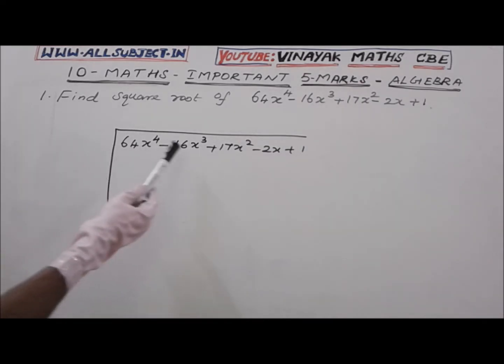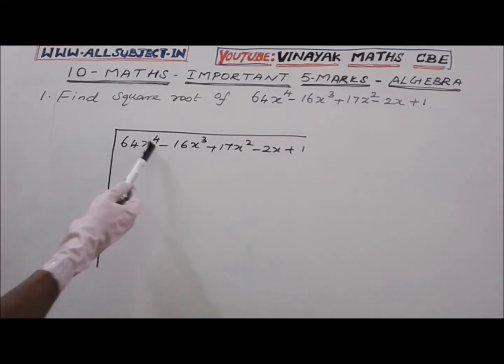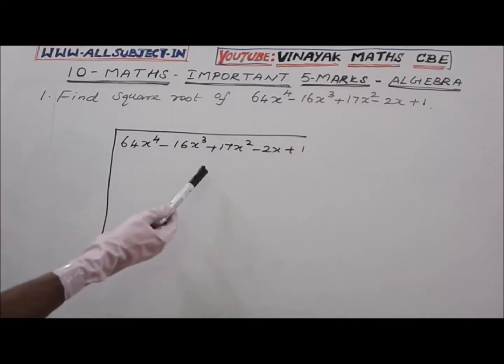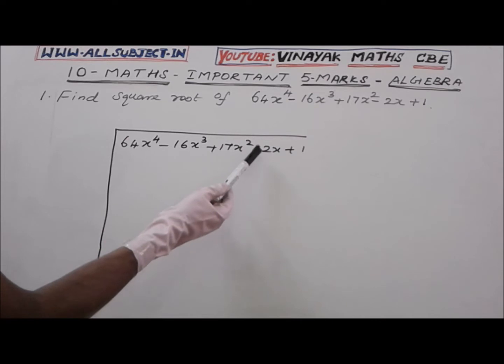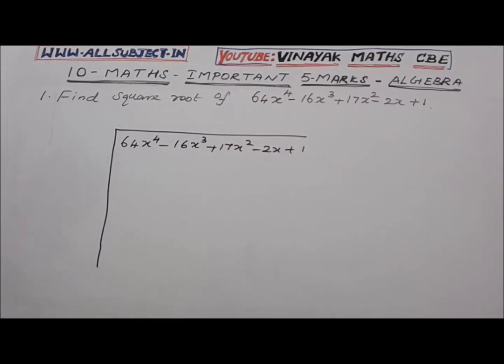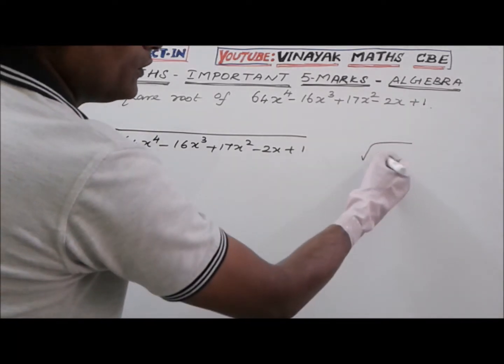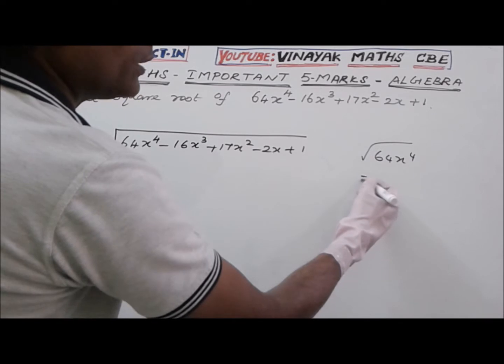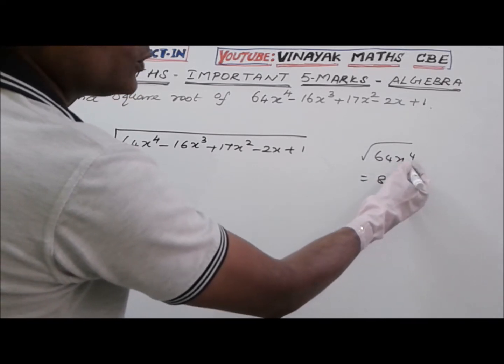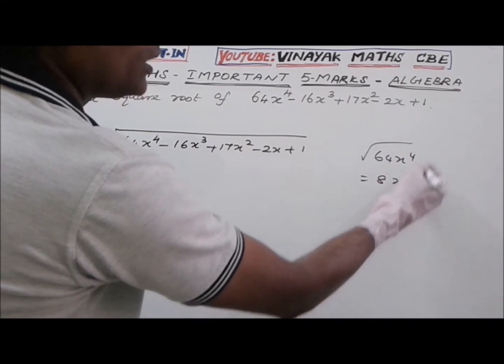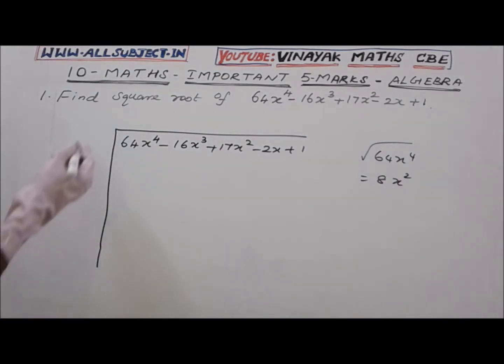This is 64x power 4 minus 16x cube plus 17x square minus 2x plus 1. First of all, find the square root of this number. Root of 64x power 4 equals root of 64, which is 8. Root of x power 4 is x power 2. Half of the power is taken. So 8x square. Write 8x square here and here.